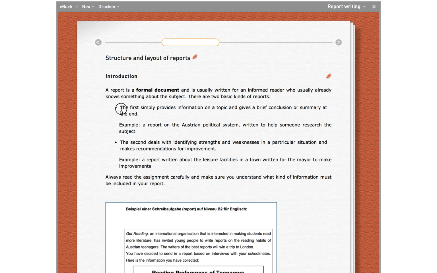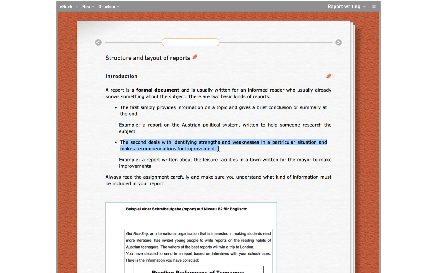The first one simply provides information on a topic and gives a brief conclusion or a summary. For example, you have to write a report about the Austrian political system or the Austrian educational system to help somebody who is doing some research on political systems or educational systems. The second type of report usually deals with talking about the advantages and disadvantages of something and making recommendations.